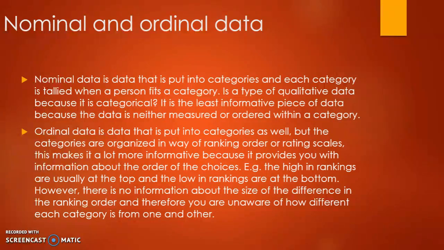Whereas ordinal data is also put into categories, but the categories are organized in the way of ranking order or rating scales. This makes it a lot more informative because it provides you with information about the order of the choices. For example, the high rankings are usually at the top and the low rankings are at the bottom. So like take the Premier League, they have a table for all the football teams, and all the teams with the most points are at the top and all the teams with the lowest points are at the bottom.